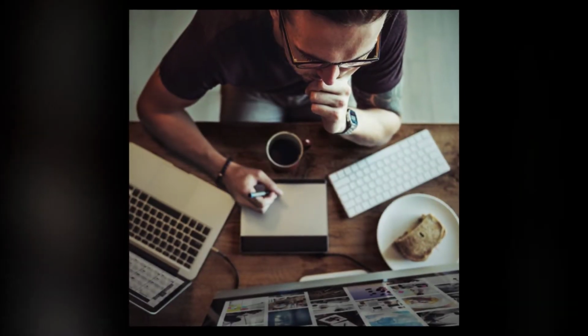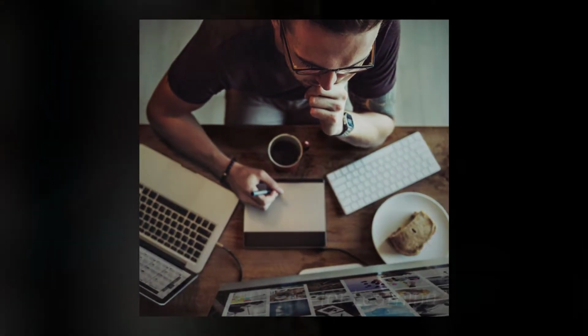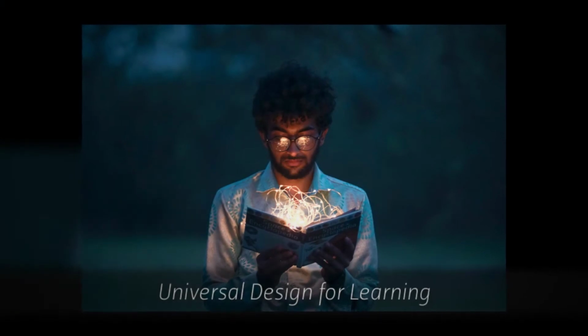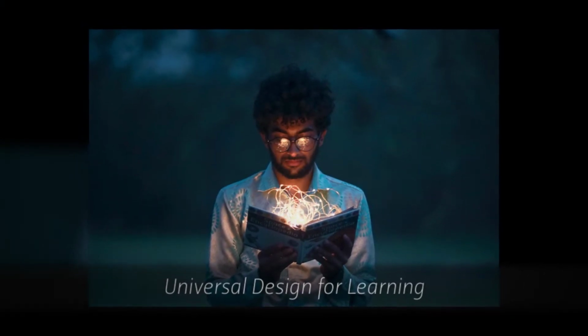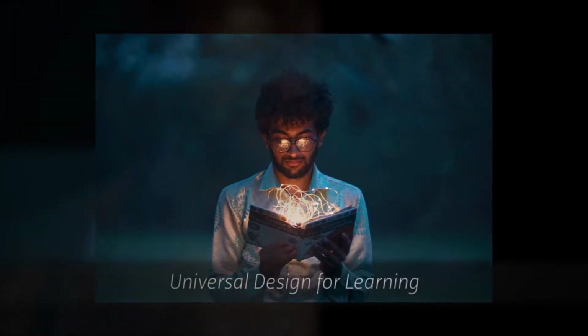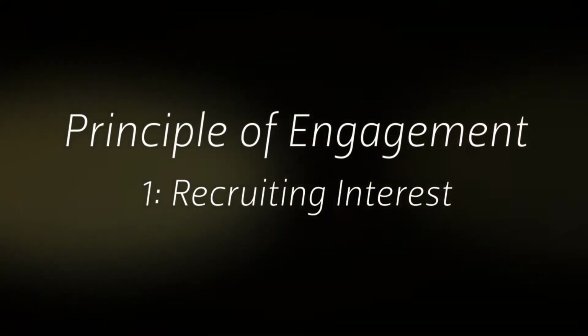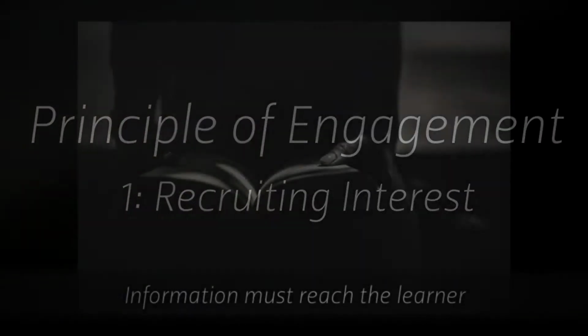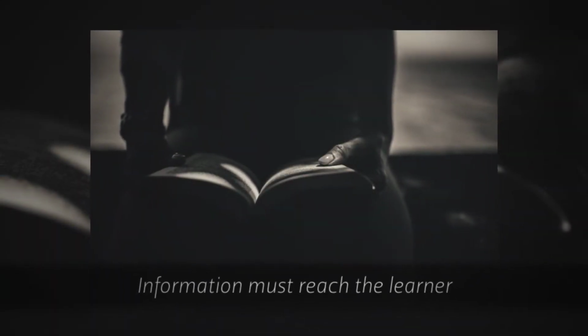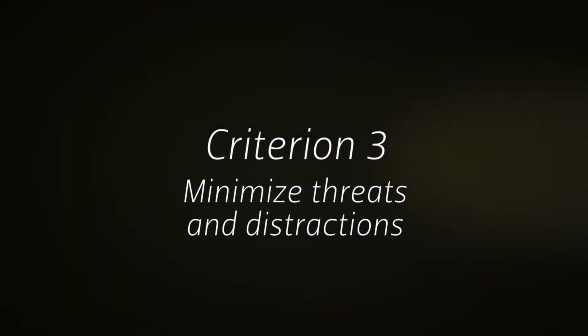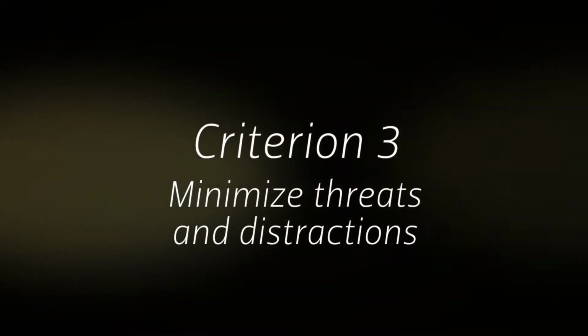When developing a course using the third principle of universal design for learning, there are 3 specific guidelines to assist us. The first, recruiting interest, focuses on how accessible the content is to learners. Information that does not engage the learner's cognition is effectively inaccessible. Criterion 3 of this guideline advocates that we minimize threats and distractions.